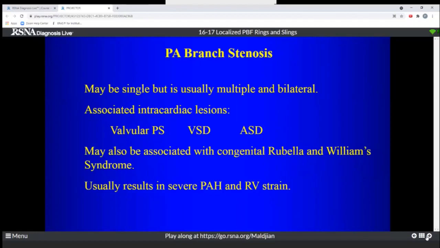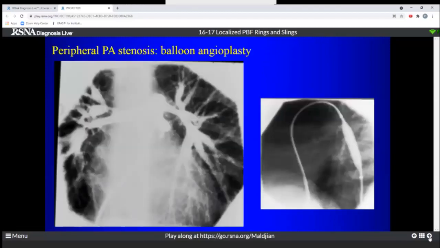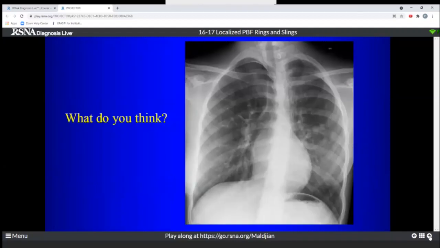And as you might expect, that can cause pulmonary hypertension and right ventricular strain because of the obstruction of these small pulmonary vessels. And if the stenotic lesions are proximal enough, they might be able to treat them with balloon angioplasty in those cases.